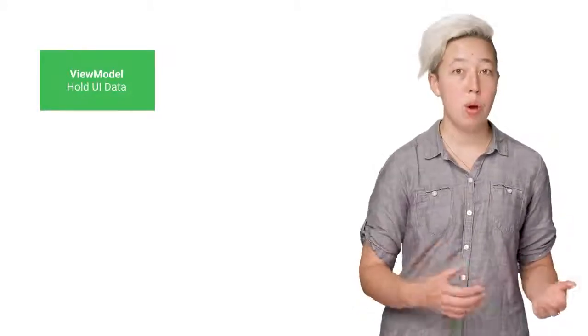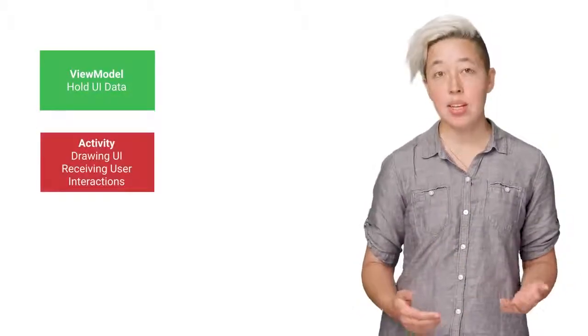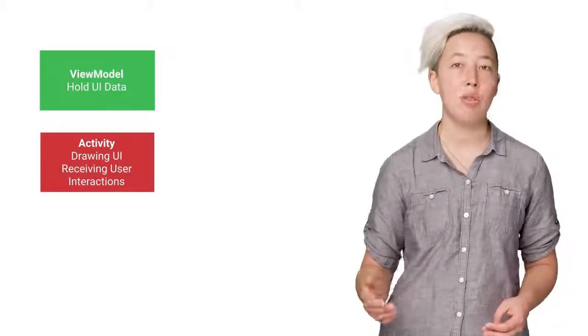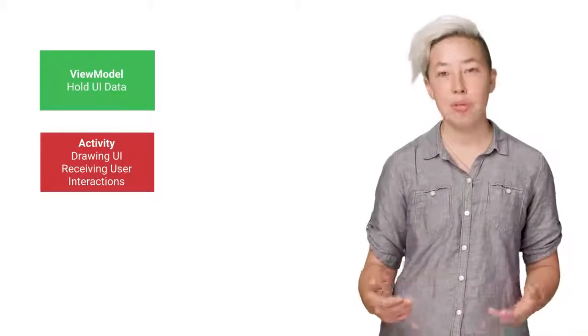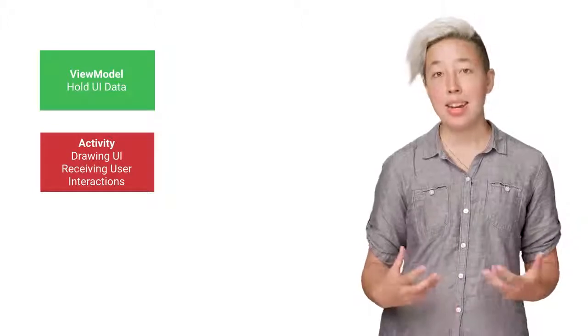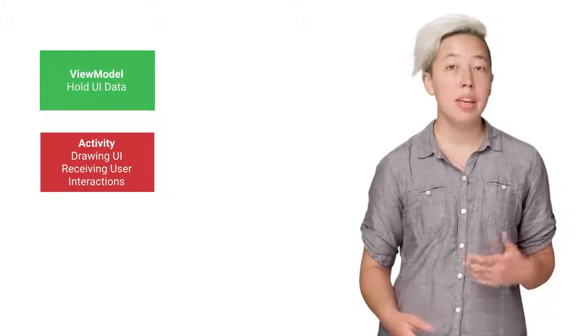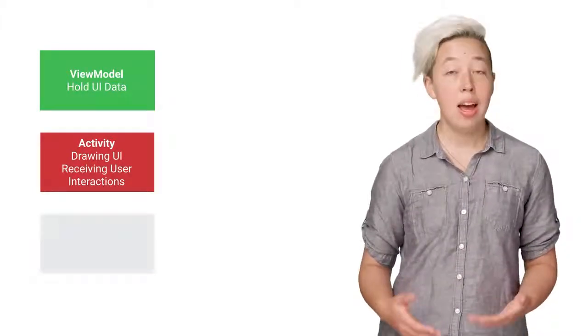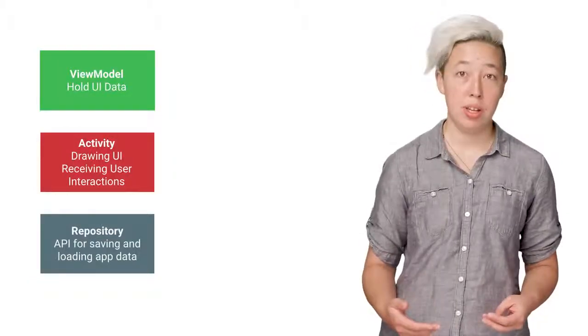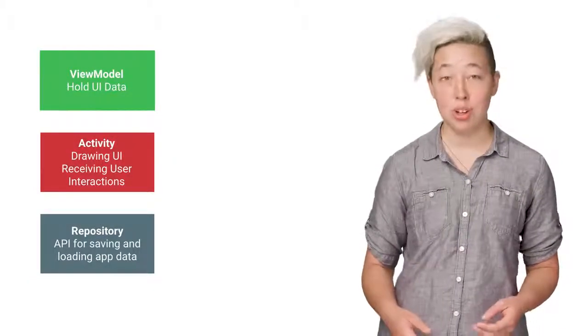ViewModels will hold all of the UI data for an activity. Then the activity is only responsible for knowing how to draw that data on the screen and for receiving user interactions, but it doesn't actually have to process them. If your app loads and stores a lot of data, I also suggest making a repository class, as described in the guide to Android architecture.